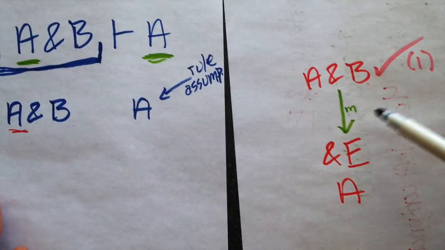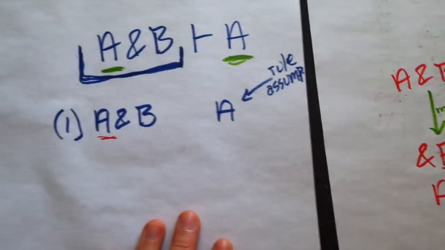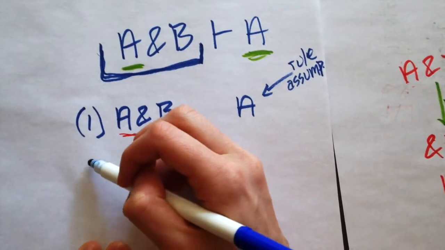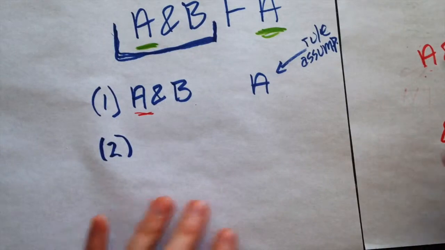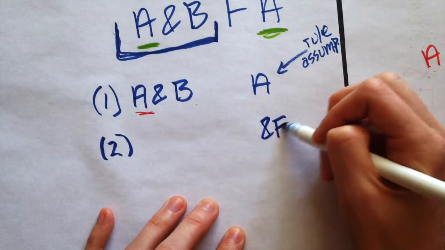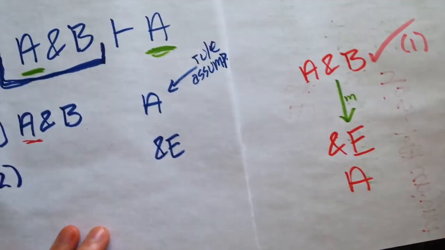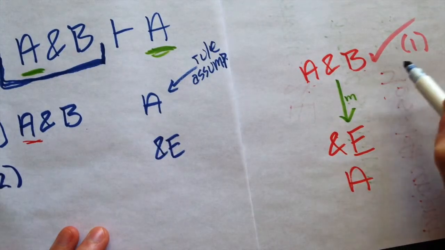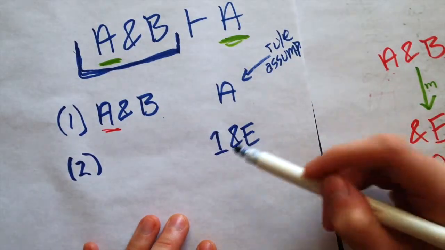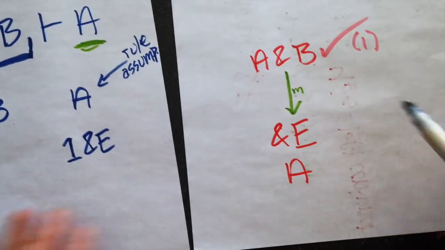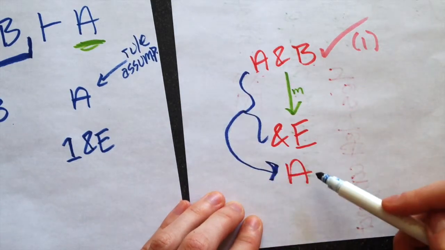So we've got A ampersand B. We're going to use ampersand elimination to give us A. So let's go over here and look at that. So we're on line number 2 now. We're using ampersand elimination together with the sentence on line number 1, and it's giving us what? Well, these two things together are giving us the sentence A.